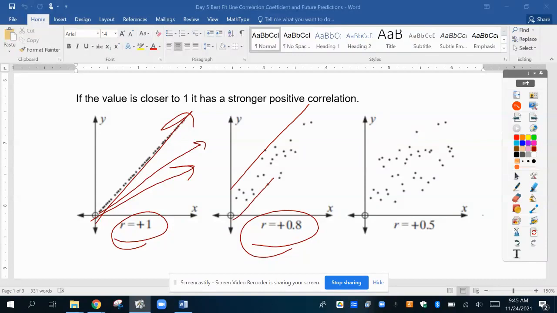So our data is all sort of falling in here. That's sort of what we've been looking at. It doesn't make a straight line, but in general, we see a trend. And the further we get away from that, the more chaos and sporadic our points get.